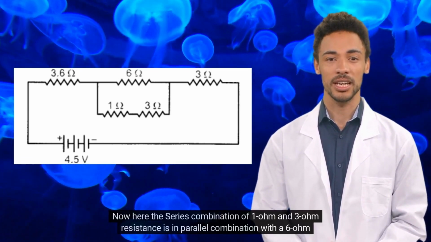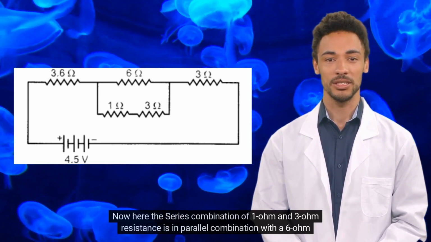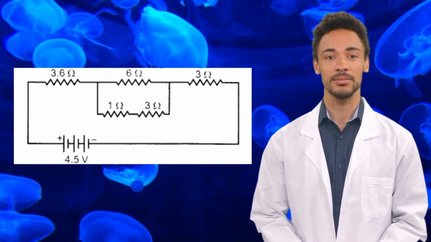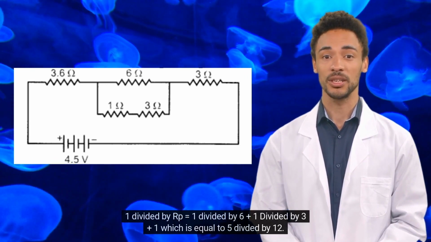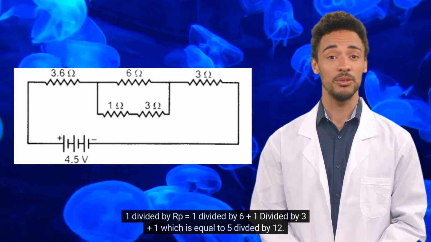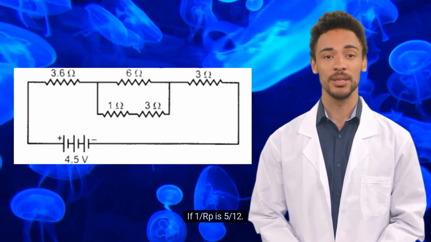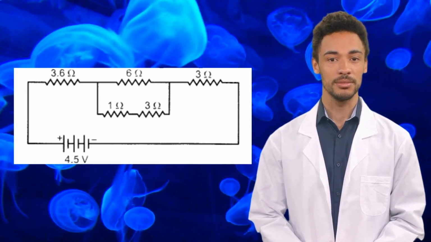Now here the series combination of 1 ohm and 3 ohm resistance is in parallel combination with a 6 ohm resistor. Their equivalent resistance is 1 divided by Rp equals 1 divided by 6 plus 1 divided by 3 plus 1, which is equal to 5 divided by 12. If 1 divided by Rp is 5 divided by 12, then Rp is 2.4 ohms.